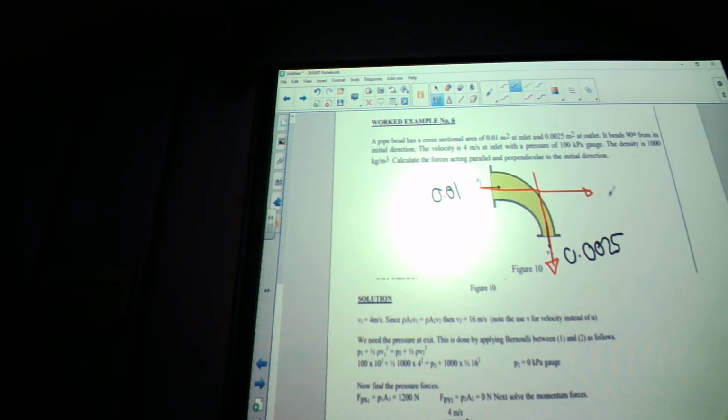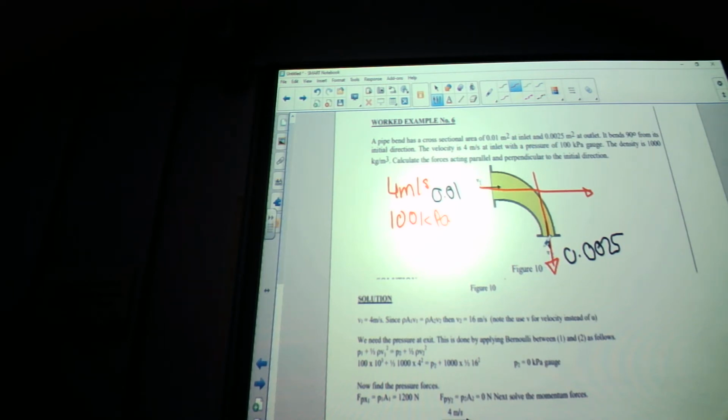The velocity here is 4 meters per second, and the pressure is 100 kilopascals. You can convert kilopascals into Pascals. The density of the fluid here is the same as the density of the fluid here; the density is not changing. Find the force acting parallel and perpendicular to the initial direction. So parallel is going to be that direction, perpendicular is going to be that direction, the y-axis.